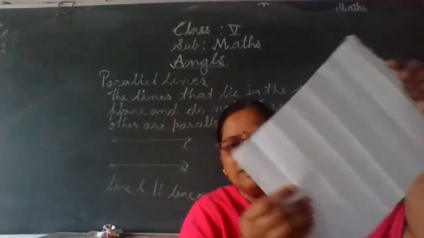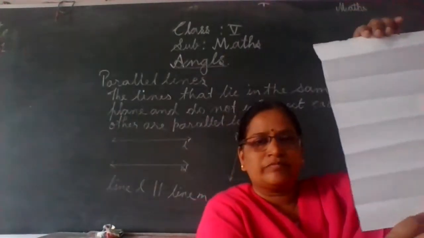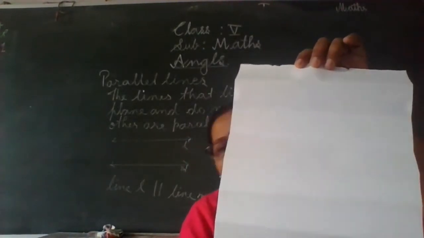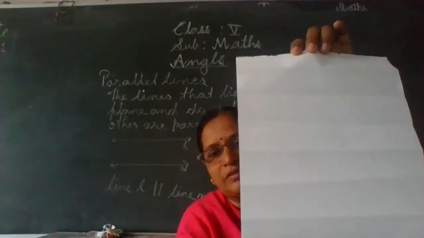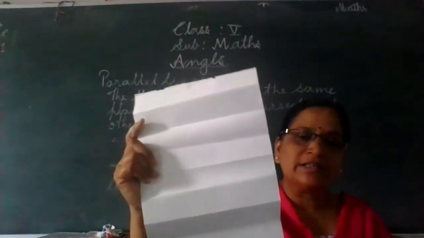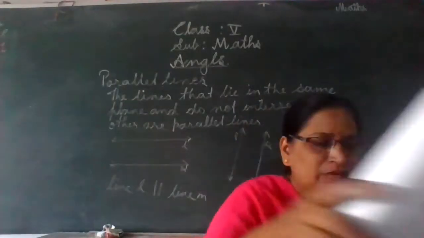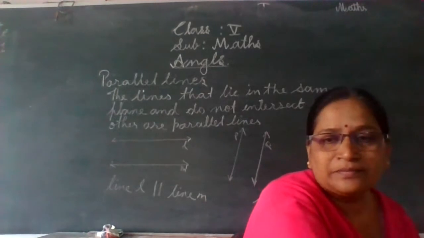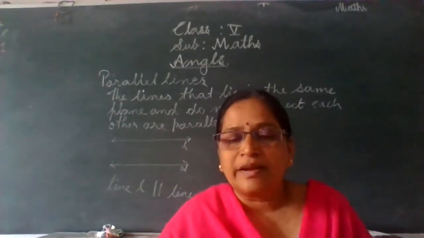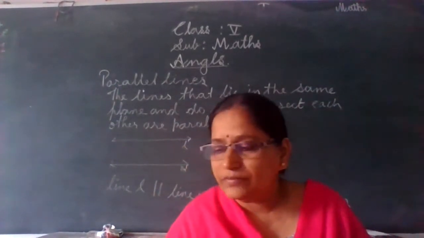So have you seen, beta? Yes. So all the lines are the folds, and if I mark them by pencil, you will get the parallel lines. For example, the railway track, the routes of the railway are parallel to each other.